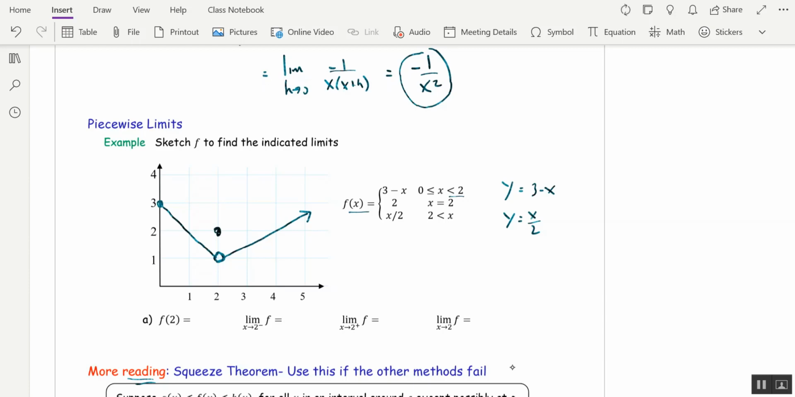All right, f of 2 is 2. The left-hand limit, remember that minus over the 2 means left-hand limit of f. So we're going to come in at 2 from this side, and we see the y values are approaching 1. And if we come in at 2 from the right-hand side, we get 1 again. And so since the left-hand limit and the right-hand limit are equal, that's the limit. Okay, that is the end of this section.